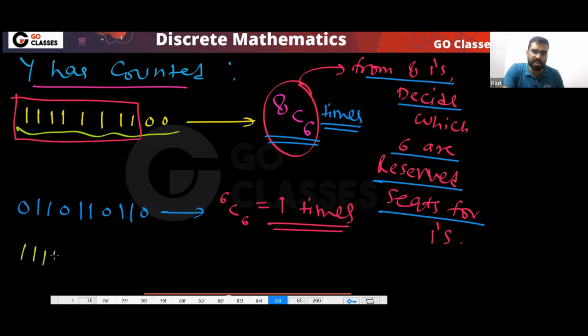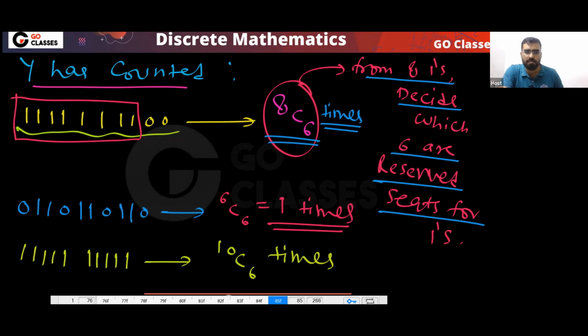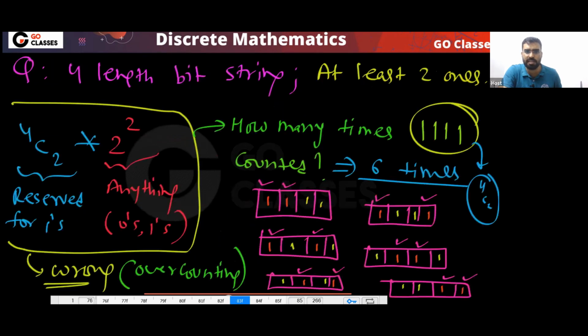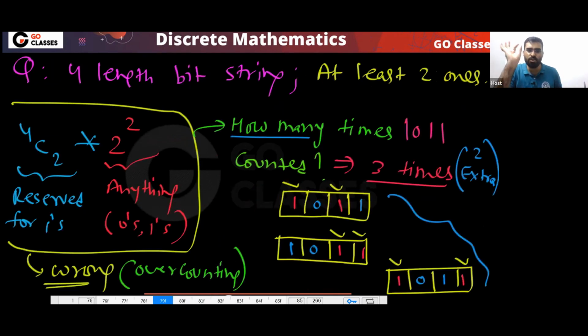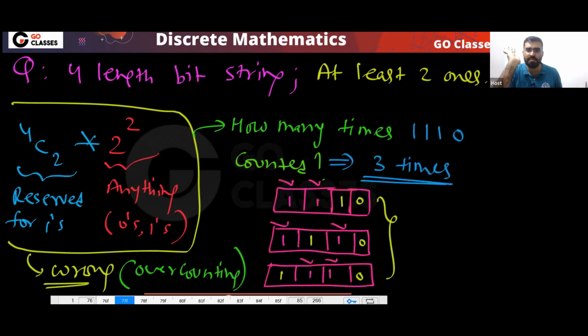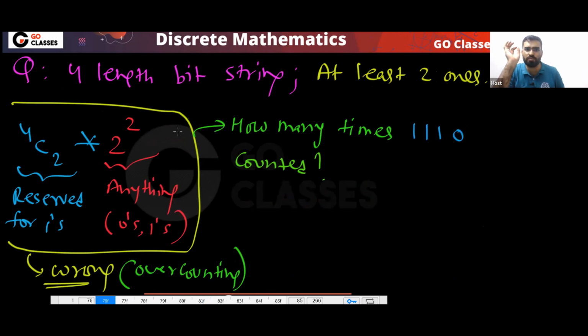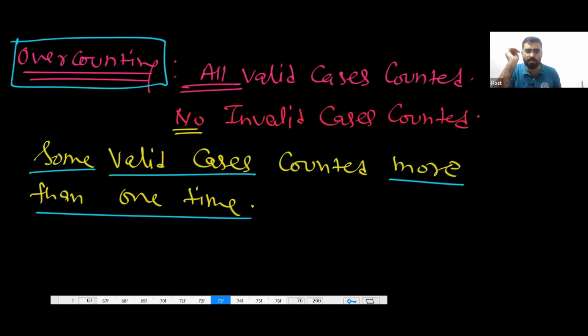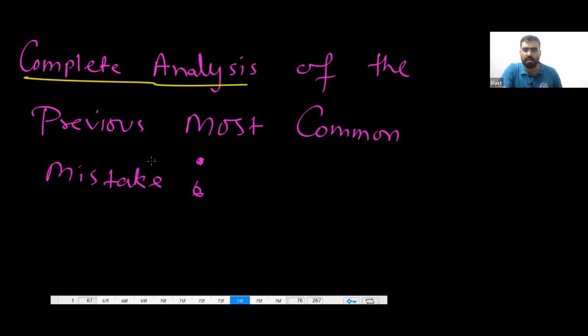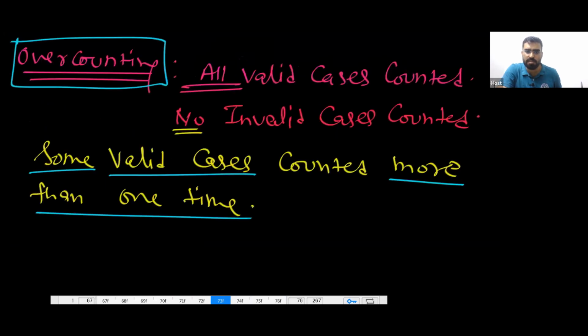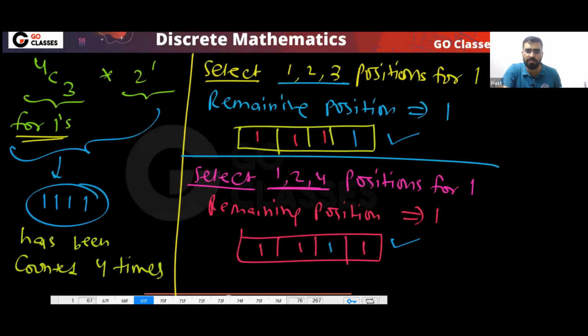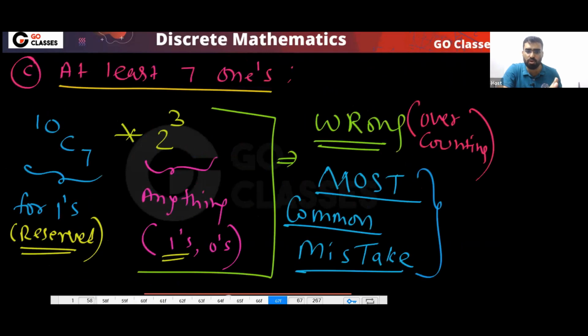And how many times has this string been counted? 1, 2, 3, 4, 5. This string has been counted 10C6 times. So this is the complete analysis of this common mistake. Can you ever forget about it? I hope you will never forget about this, and never make this mistake.